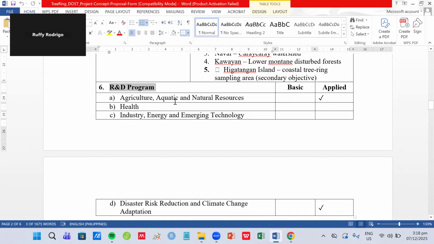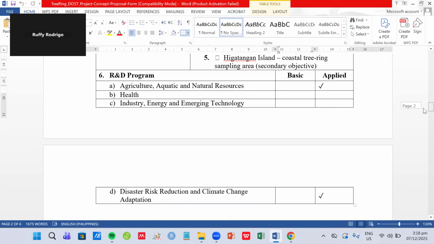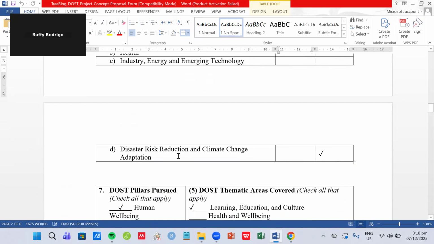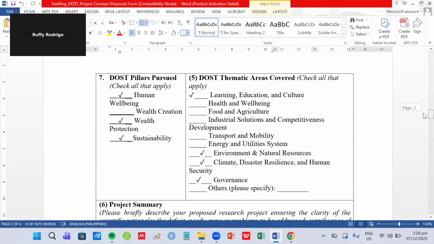Next, the research and development program. You just have to check. This is applied research and also basic. Then disaster risk reduction and climate change adaptation, because I'm dealing with climate reconstruction based on tree ring growth of the species. Then the pillars to pursue, which is important for evaluation. What does your research apply to among the pillars? You have human well-being, wealth creation, wealth protection, and sustainability. It really depends on the type of research that you are working on, so it's on your own.